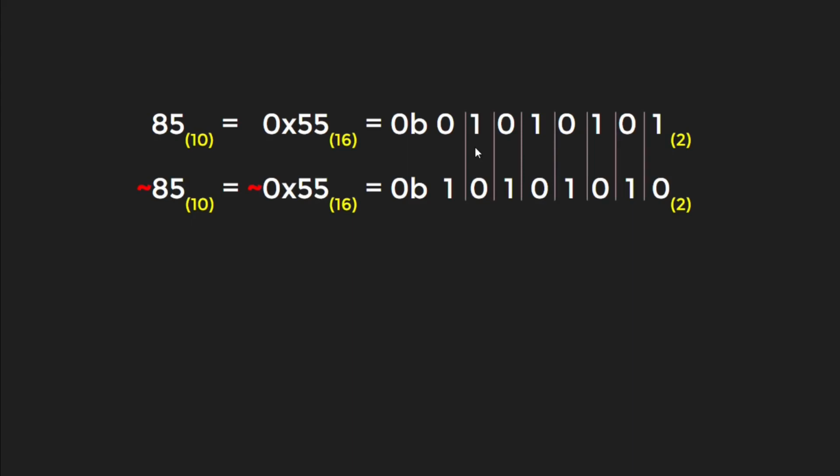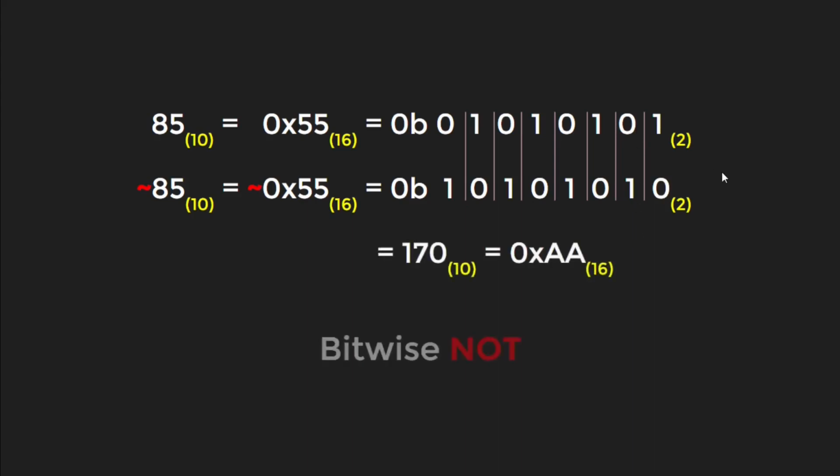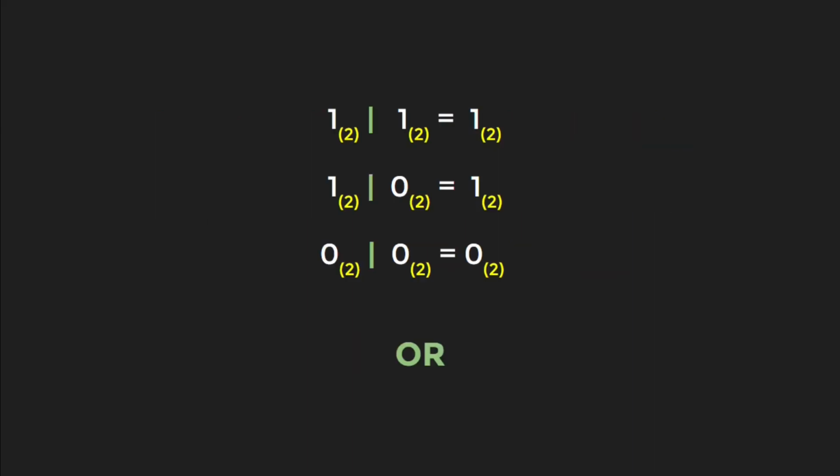and as you can see, just as we applied the NOT operation to the single bits in the previous example, here we just applied the NOT operation to all bits, so each 1 became 0 and each 0 became 1, and this is called bitwise NOT. And as you can see, the result is alternated, and we have now 170 decimal, which is AA in hex. So this is bitwise NOT.